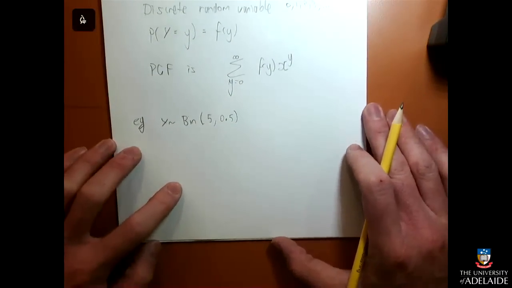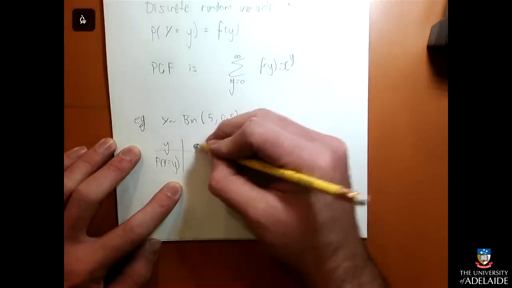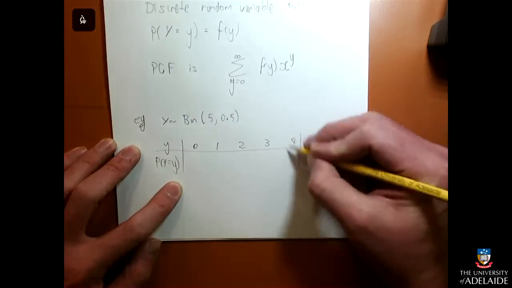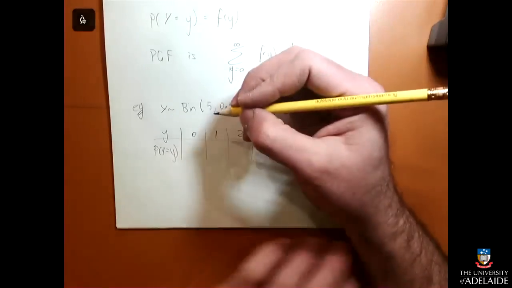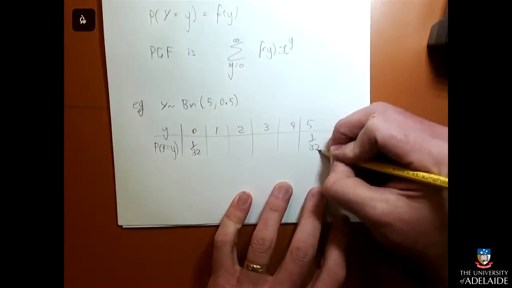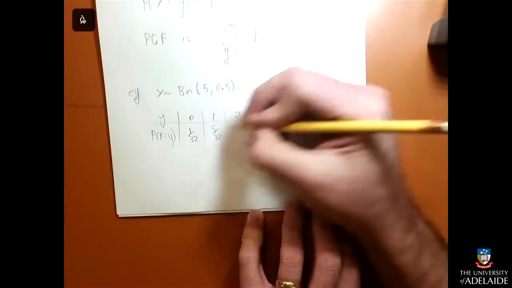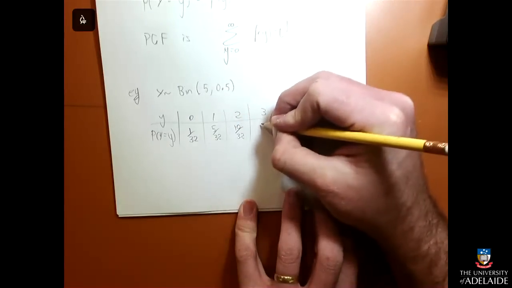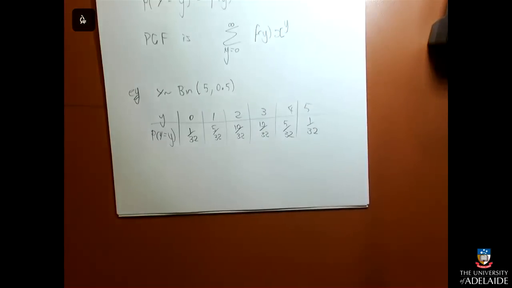Okay, and so the probability of each of the numbers, so this is y and this is the probability that y is equal to y. 0, 1, 2, 3, 4, 5. And the probability of 0 will be, oh gosh. Okay, so they are the probabilities. Let me just check if they actually add up. 10 and 10 is 20, and another 5 and 5 is 30. Okay, cool, it all adds up to what it's supposed to be.